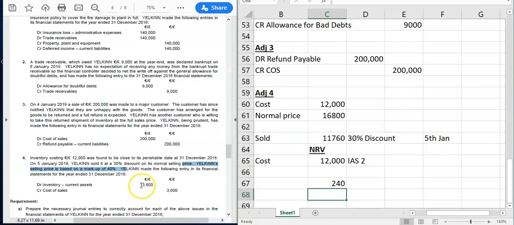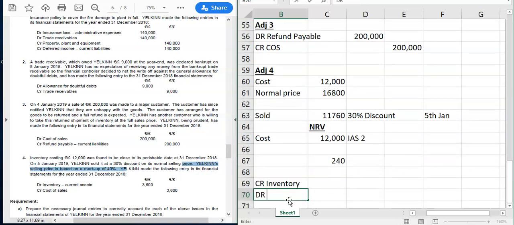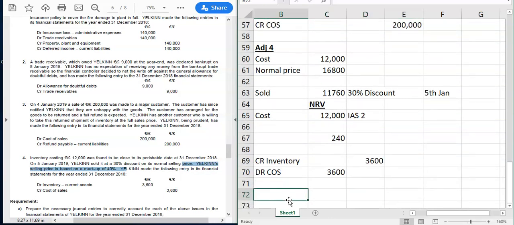So this 3,600 is completely incorrect. You're going to credit inventory and you're going to debit cost of sales, 3,600 and 3,600. That is the reversal of the incorrect entry by Yelkin. And what you want to do instead is reduce your closing inventory by 240, because that is the impairment of inventory at the year end, an adjusting event under IAS 10.